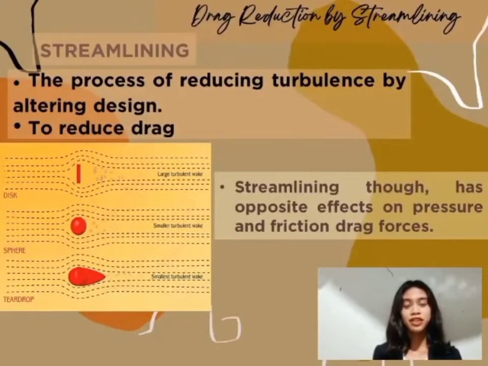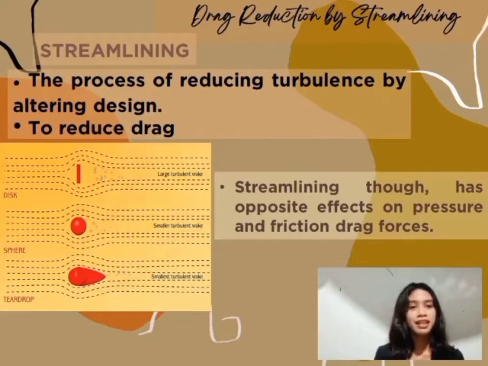So under friction and pressure drag, we have reducing drag by streamlining. The first thought that comes to mind to reduce drag is to streamline a body in order to reduce flow separation and thus reduce pressure drag. But let us know first what is streamlining and what is its significance.